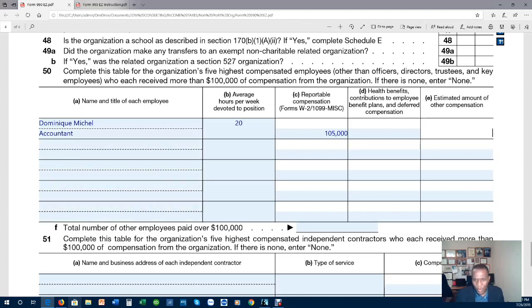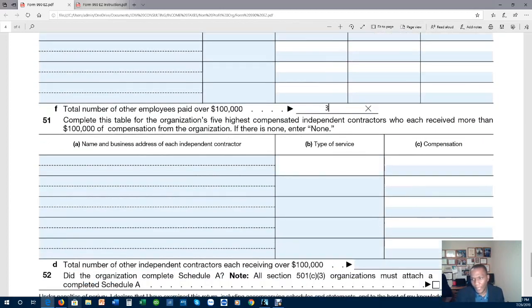Any other compensation must be entered here, and that is done for each employee. So total number of other employees paid: here you can enter 1, 2, 3, 4, 5 employees. And if you have more than 5 employees that are compensated more than $100,000, then you would enter the number here. Let's say you have 3 more employees. Okay, and then complete this table for the organization.